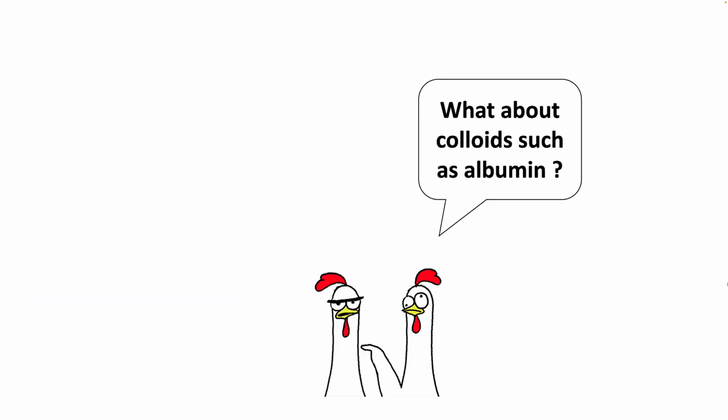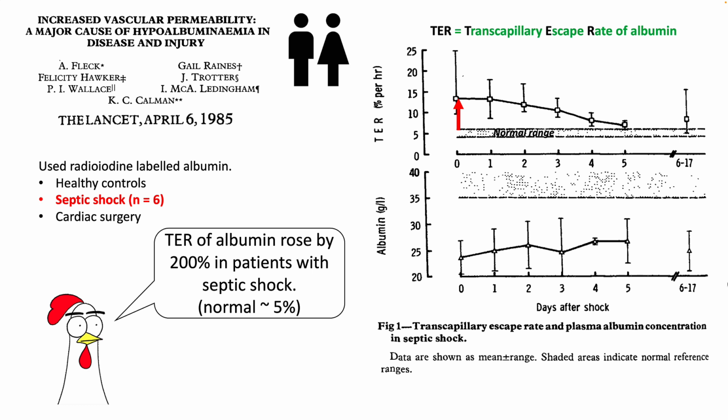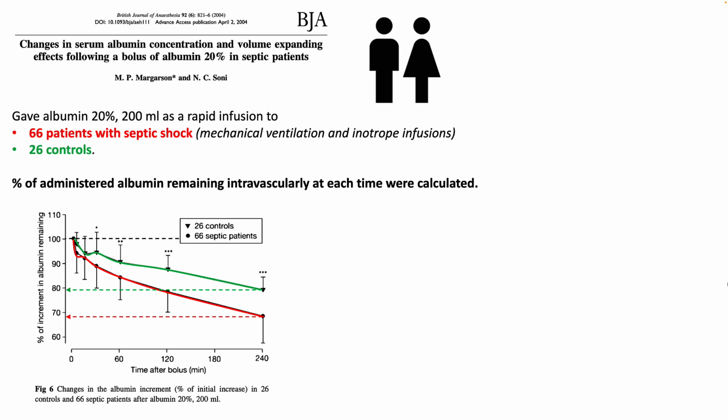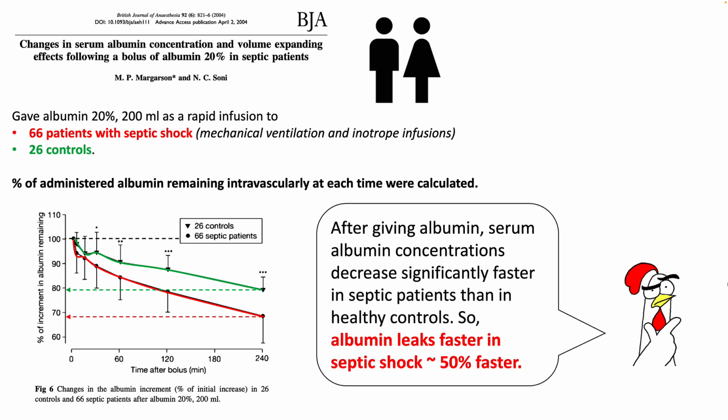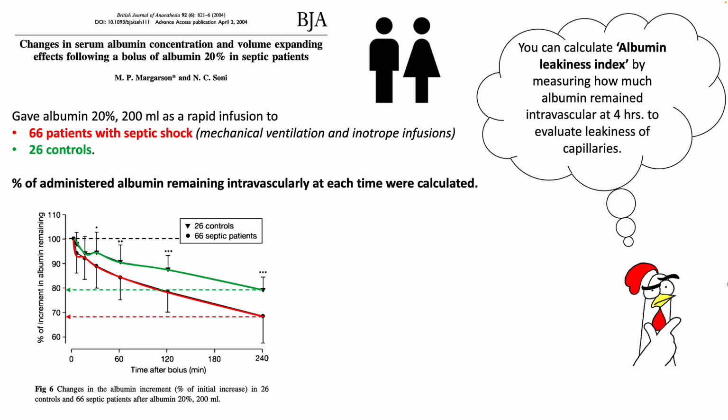What about colloids such as albumin? This was a study done in 1985. However, the N is only 6. What they found was that in septic shock, your transcapillary escape rate of albumin, which is normally around 5%, increased to 15%. That means it was increased by 200% in patients with septic shock. This was another study which gave 20% albumin to 66 patients with septic shock and 26 controls. They found that the serum albumin concentration decreased significantly faster in septic patients than in healthy controls. The albumin leak was found to be around 50% faster when compared to the controls.